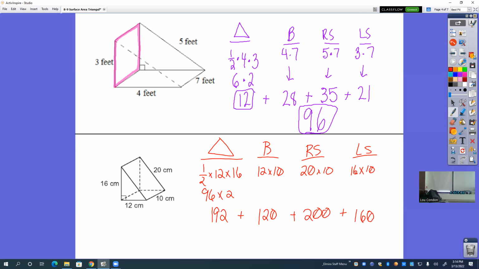Okay, add those numbers together, and your total surface area equals 672. Okay, so again, finding the surface area of a triangular prism. Find the surface area of the triangle first. Make sure to remember to multiply it by 2, since there's always 2 triangles. Find the area of the base, and then the right side and the left side, and add your areas together to find the total surface area.